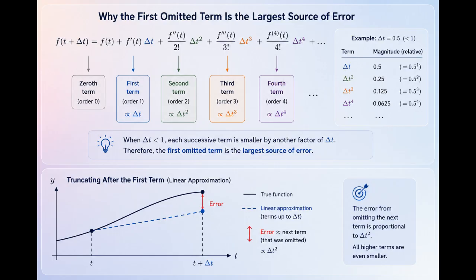Each successive Taylor term uses a higher power of the time step. When the time step is a fraction less than 1, squaring it makes it smaller, cubing it makes it smaller still, and so on. Because of this rapid shrinkage, the first term we leave out is the largest source of error. The lack of higher order terms present in an integrator is Taylor series truncation error. As the time step approaches 0, the truncation error decreases because each step deviates less from the curvature captured by the missing higher order terms.